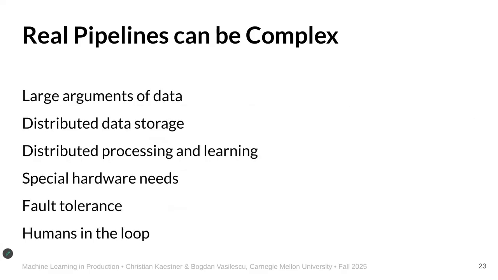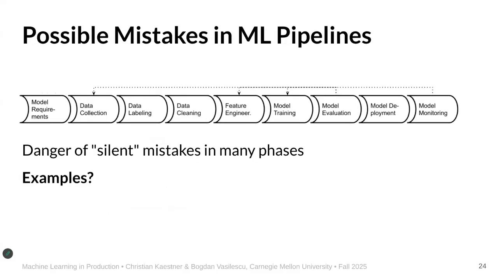Real pipelines get complex: large amounts of data, distributed storage, special hardware needs, fault tolerance, humans in the loop, and so on. So you really want to think about how can I develop this in a very robust way, so that it doesn't just run once on my machine, with my current dependencies, but that I can execute repeatedly.